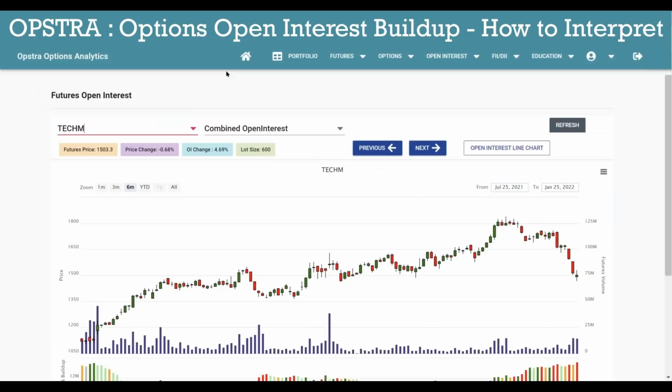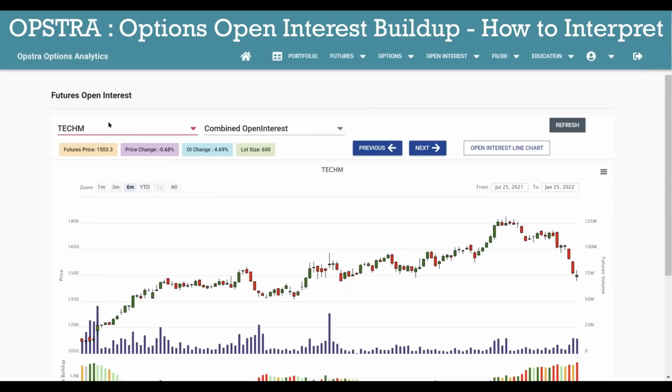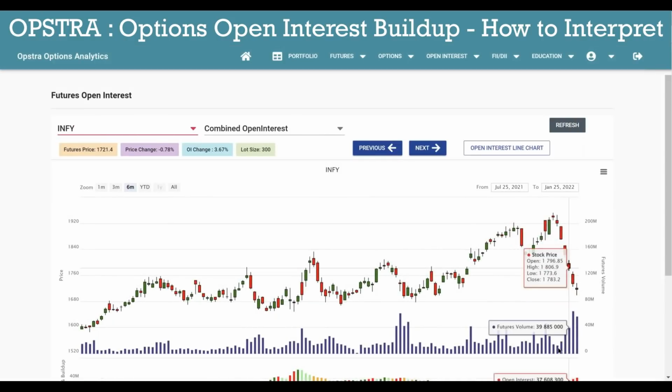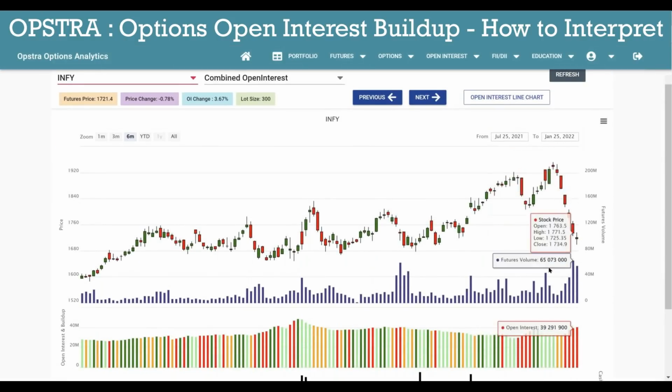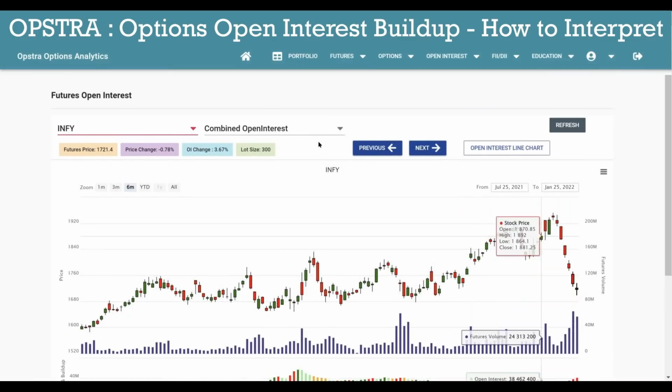Technically speaking, it's still in a bearish position, but it has given a green candle. So you can wait and see what will happen when the market opens, and see if both price action and your option OI buildup are in sync. And the same way, I forgot to show Infosys. If you look at the price action, it's the same, right? It's still not confident for you to go long here, because both are not in sync.